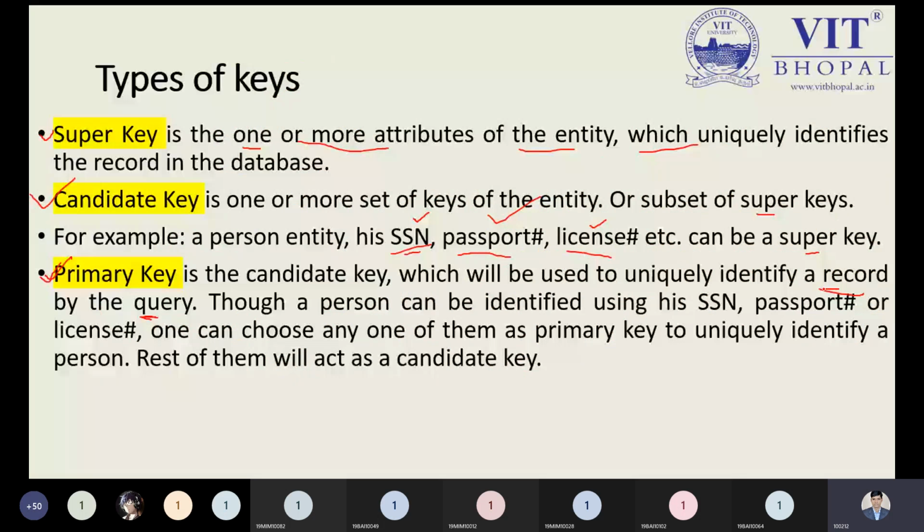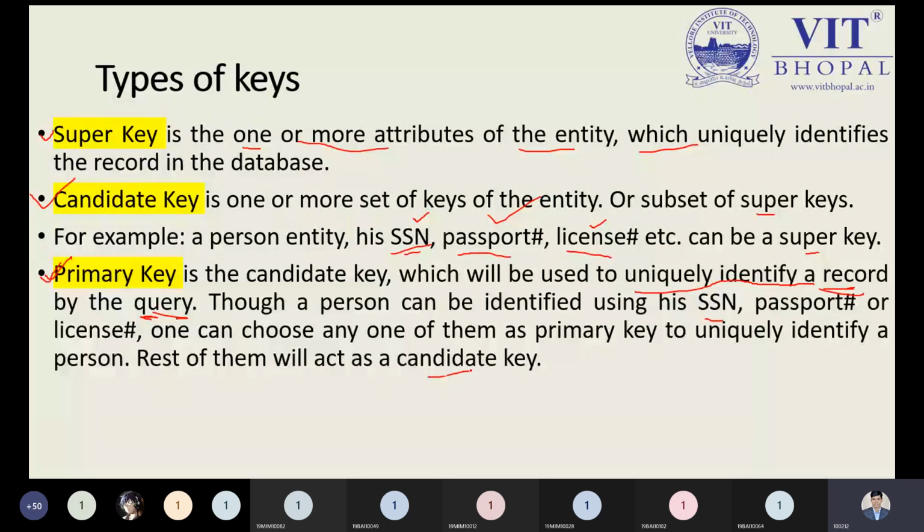But previously in the super key and candidate key, this statement was not there: uniquely identify a record by the query. A person can be uniquely identified by his SSN number, passport number, or license number. But one can choose any one of them as a primary key, to uniquely identify the person, and the rest of them will act as candidate keys.